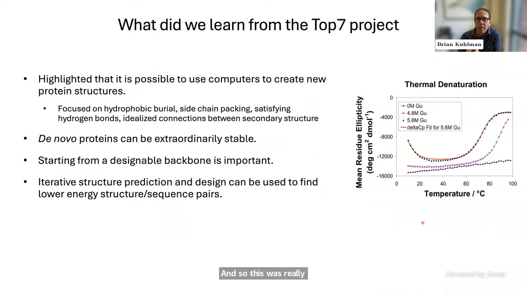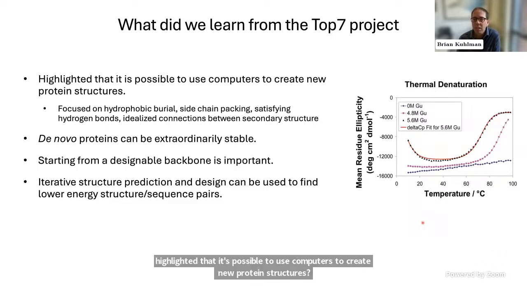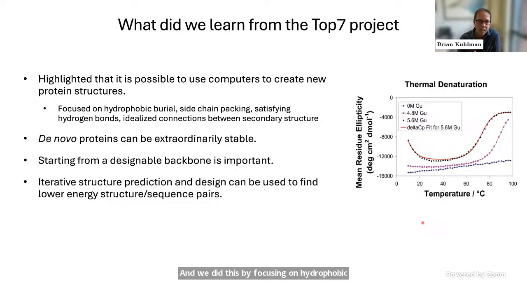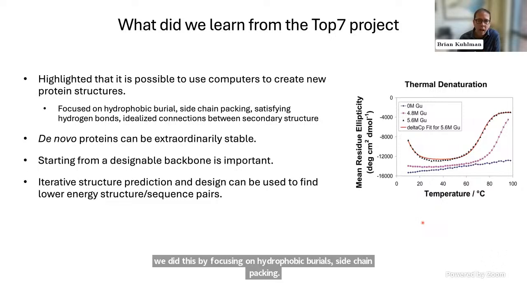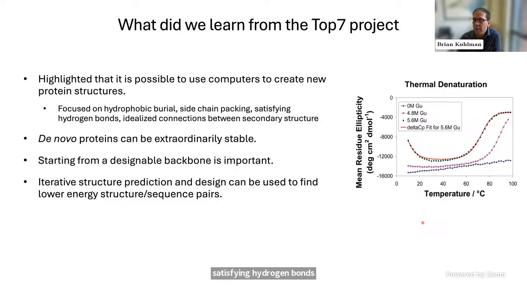And I think some of the things that we learned from the Top7 project, which build on the things that Steve and Bill have already been telling us about, is it further highlighted that it's possible to use computers to create new protein structures. And we did this by focusing on hydrophobic burial, side chain packing, satisfying hydrogen bonds, and using idealized connections between secondary structural elements.